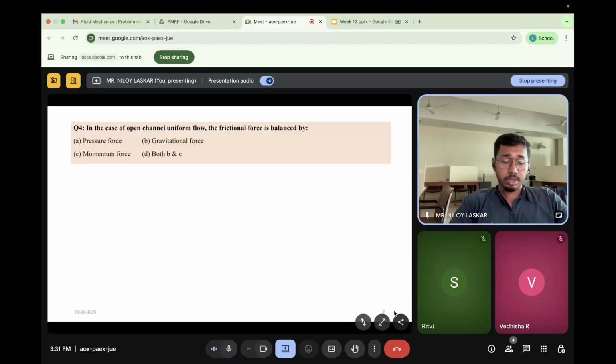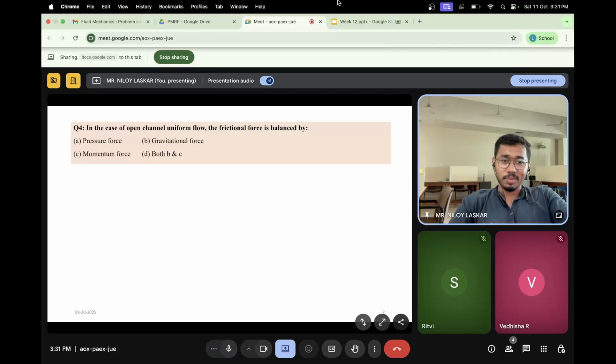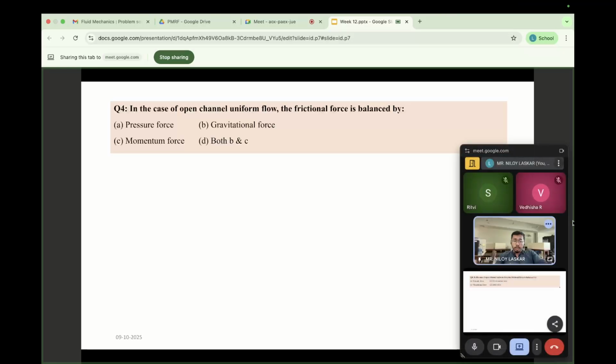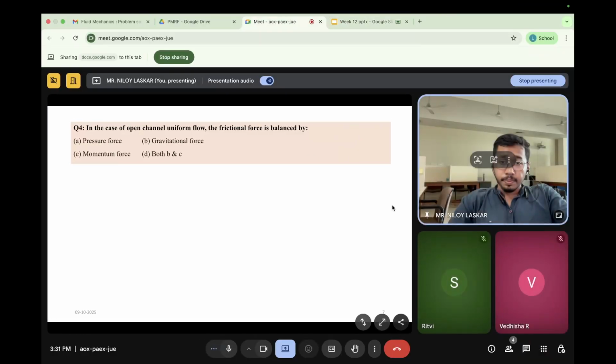So this is another question. Please try to answer this one. It's good that the internet has come. So what is given: in case of open channel flow, the frictional force is balanced by what? Just check why there is frictional force and all this.